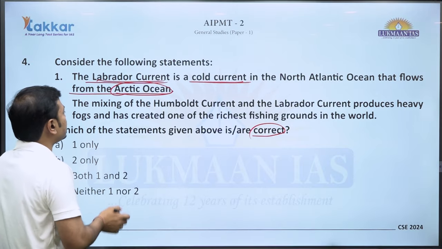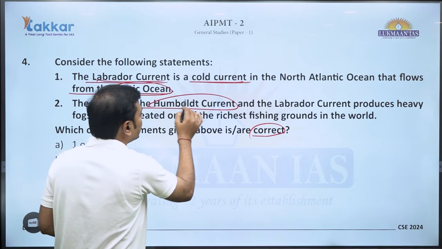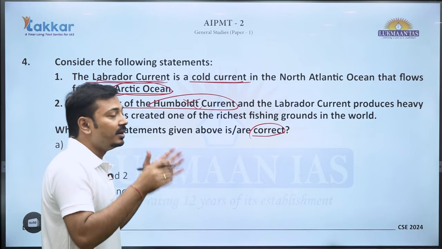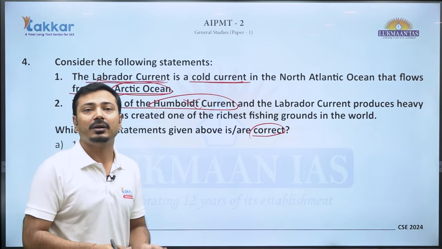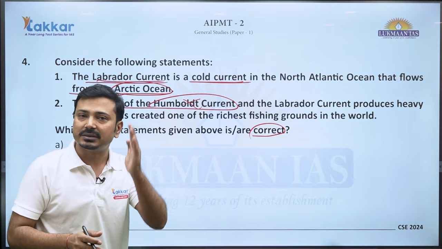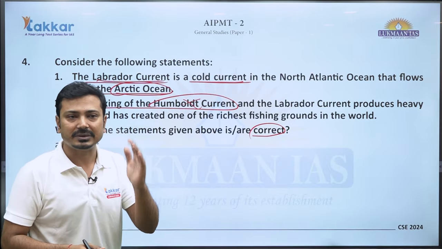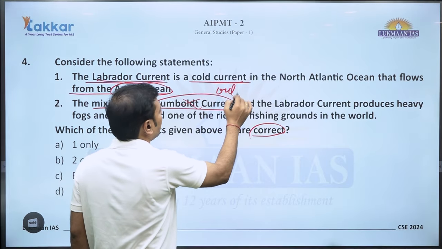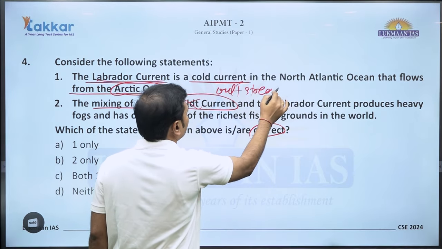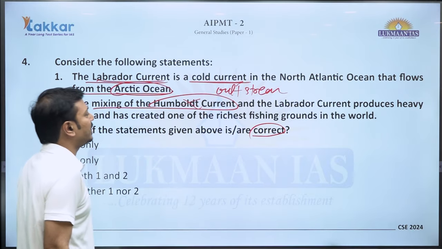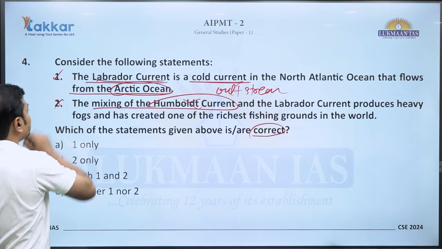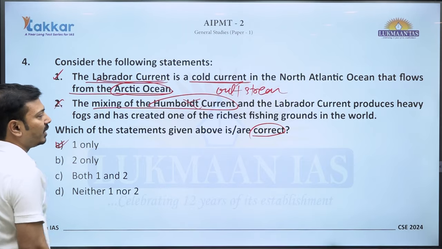So look at the second statement, mixing of the Humboldt current, it is saying. It is completely incorrect. The Humboldt current is a cold current itself, but where? It is along the western coast of South America. So this is incorrect. Here there should actually be the Gulf Stream, which is a warm current. So there it creates fishing grounds, the Grand Banks. So the second statement is incorrect and the first is correct, and here only one.